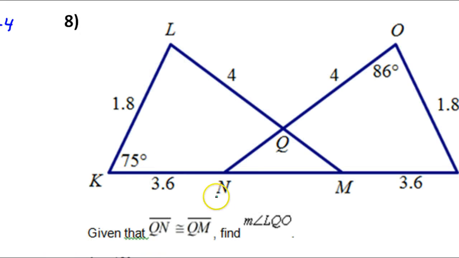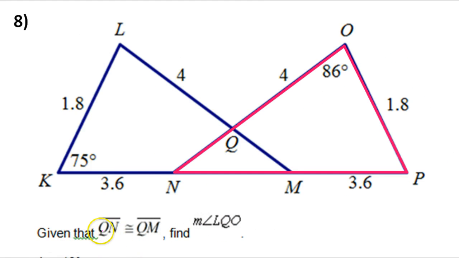Alright, let's take a look at number 8. Okay, we are being given that segment QN is congruent to segment QM. Alright, if those are congruent, then that means that the blue triangle is congruent to the pink triangle by side, side, side. Because, I mean, look at all the rest of the lengths with the 3.6s, and of course they share this part, so that's going to make the bases equal.